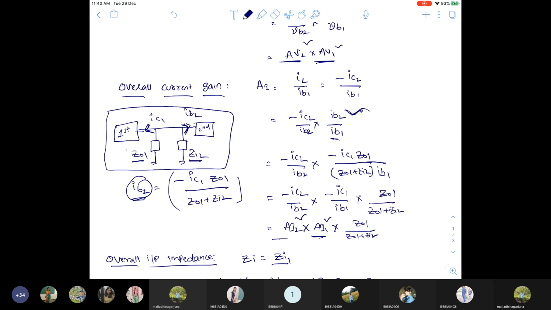So the only difference between the overall current gain and voltage gain is that the circuit is the same, but for voltage gain, since the resistors are in parallel, the voltage will be constant. The voltage will be constant in the parallel resistance, but the current will not be constant. So therefore this is the overall current gain, and that's the reason we are getting some extra term, that is Z01 by Z01 plus Zi2. I already told this in the previous class also. The day before yesterday, I think we discussed this overall current gain and overall voltage gain.